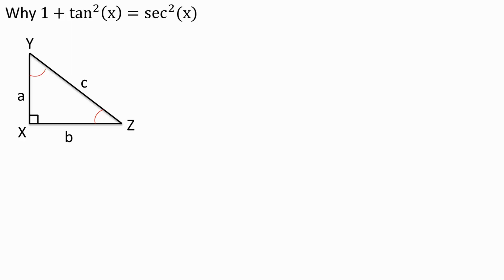In this video, we will show why 1 plus tan squared x is equal to secant squared x. And so first I will draw a right triangle, and I will label this side as A, this side as B, and this side as C. I will say that this angle here is x, this is z, and this is y.